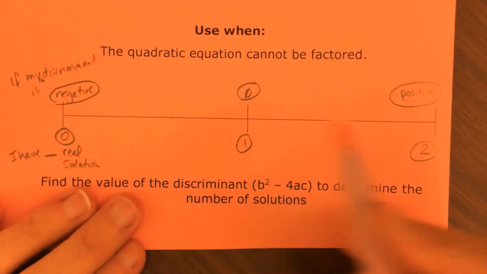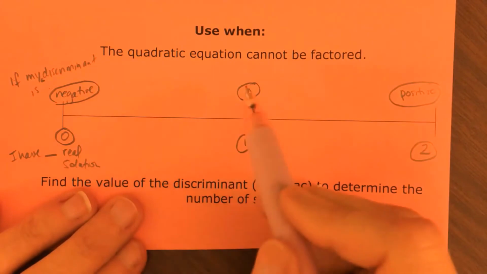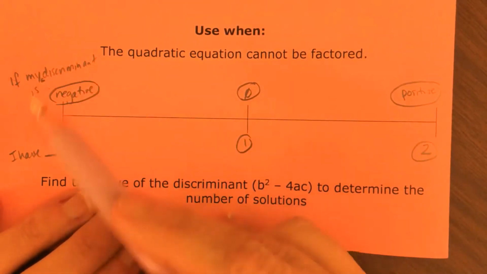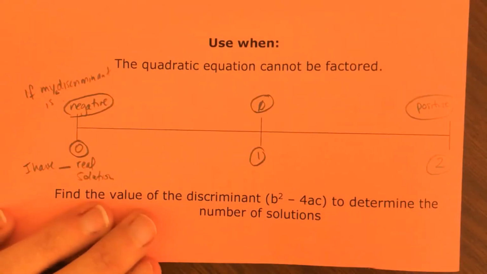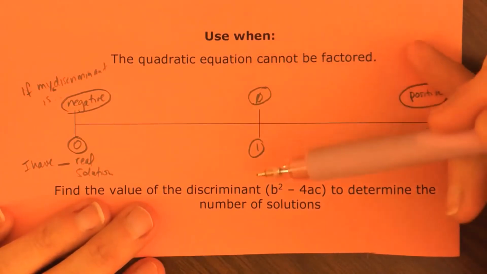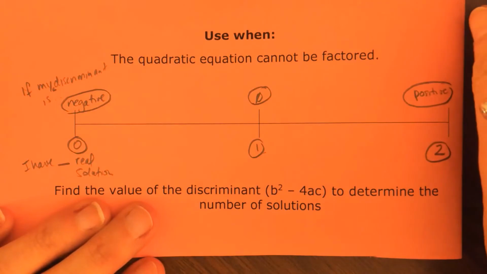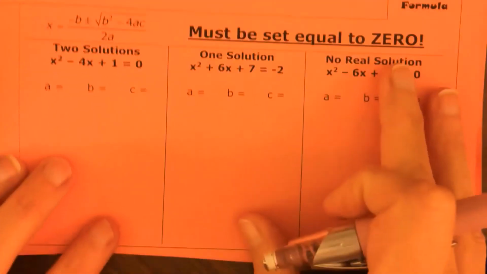So this looks just like a number line with 0 in the middle. The top looks like a number line with 0 in the middle: negative, 0, positive. The bottom is 0, 1, 2. So if I have a negative discriminant, then I have no real solution. It doesn't even matter, I don't need to keep going. If I have a 0 discriminant, that means I have 1 solution. If I have a positive discriminant, that means I have 2 solutions. So you're like, what does that even mean? So let's do a problem first, okay?